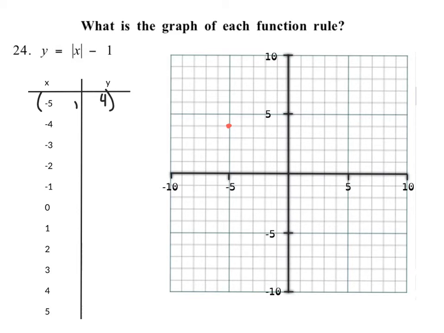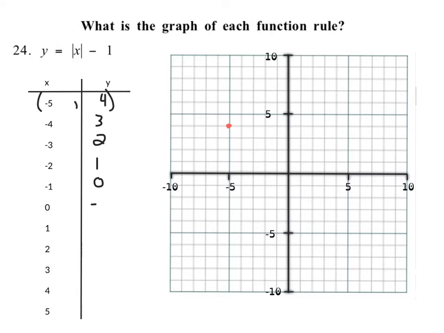Absolute value of negative 4. If we plug that in, it would be 4. 4 minus 1 is 3. Okay, doing the same thing all the way down. Absolute value of negative 3, 3. 3 minus 1, 2. Absolute value of negative 2, 2. 2 minus 1, 1. That's the resulting y value for that value of x. Okay. Negative 1. Absolute value of negative 1 is 1. 1 minus 1, 0. Absolute value of 0 is 0, and 0 minus 1 is negative 1.